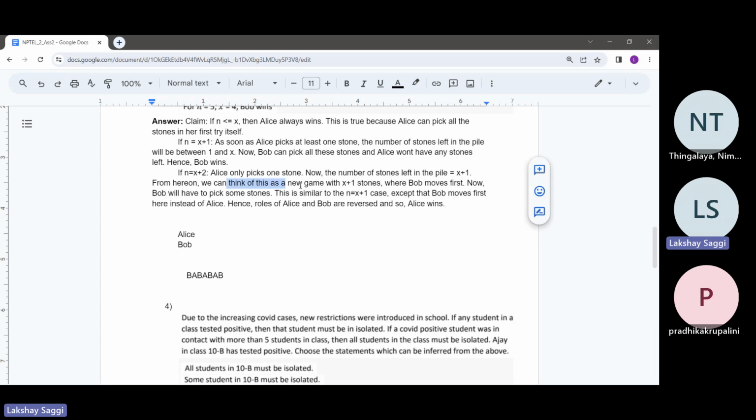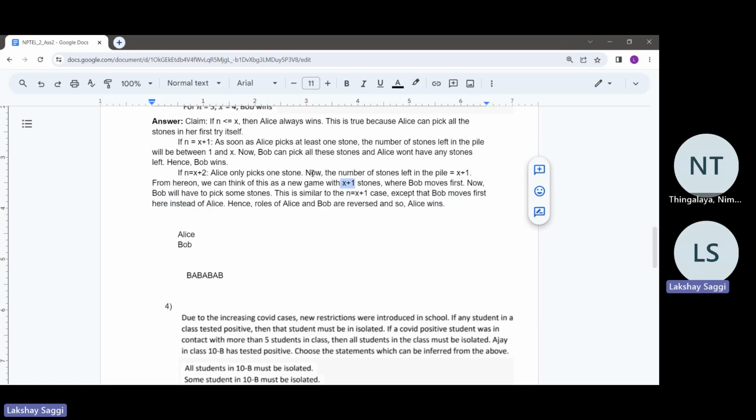So now we are basically thinking of this as a new game which has x plus 1 stones, where Bob is moving first. So now Bob will have to pick some stones, like Alice had to pick, because Bob is also moving first. Now this is similar to the n equal to x plus 1 case, except that Bob is moving first here instead of Alice, right? We have x plus 1 stones, but there, Alice was moving first. But here, Bob is moving first.